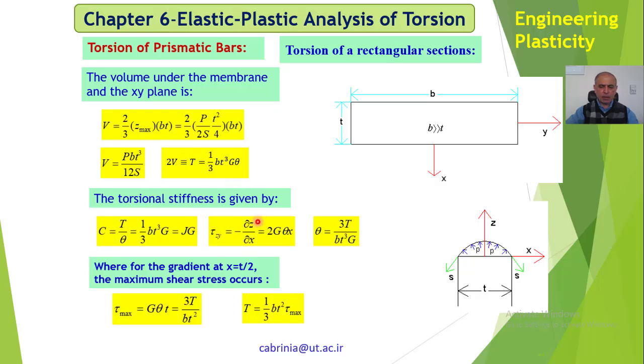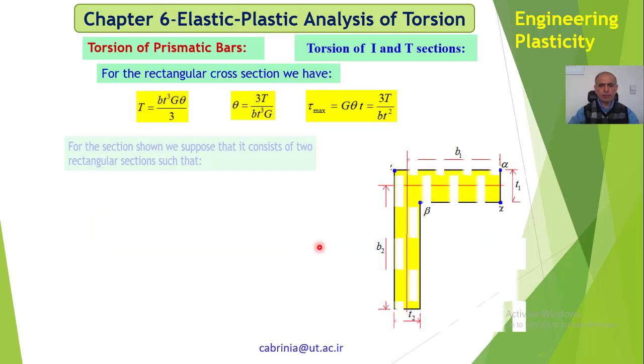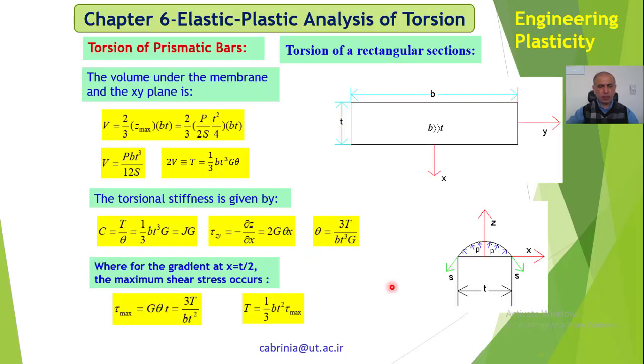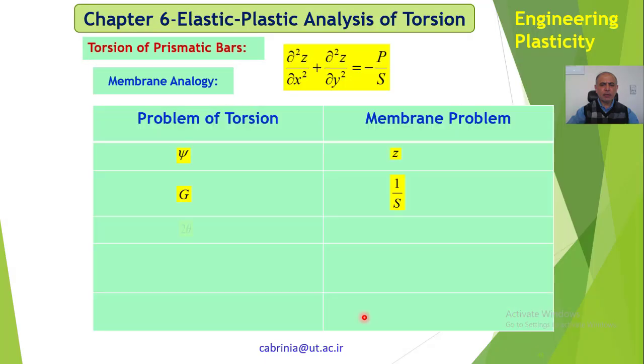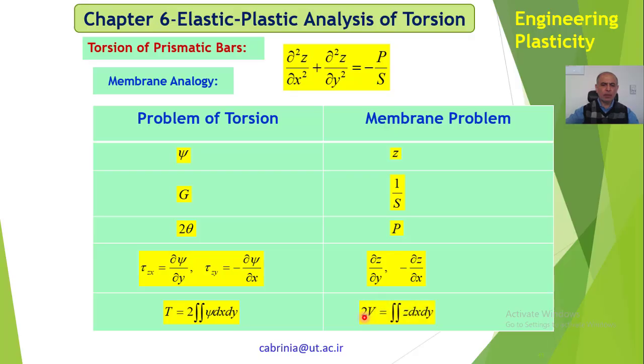So note that in here we have solved this problem very easily, but we should note the table. For instance, in the equations that we have equivalence, instead of 1 over s, we put G. Instead of p, we substitute 2 theta. Instead of z, we substitute psi. Instead of partial z partial y, we substitute this. So that's how we solve these problems.